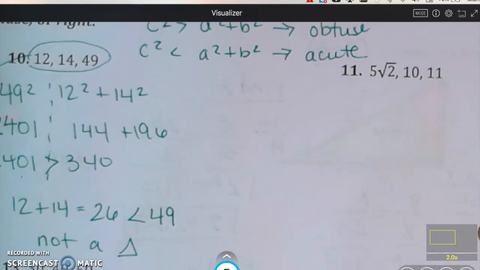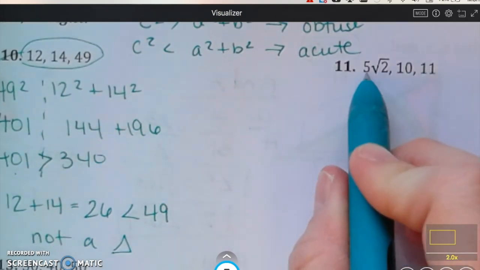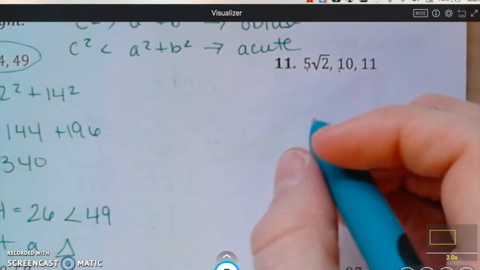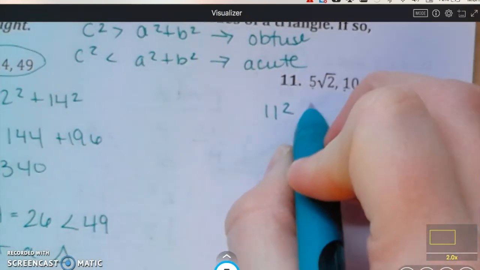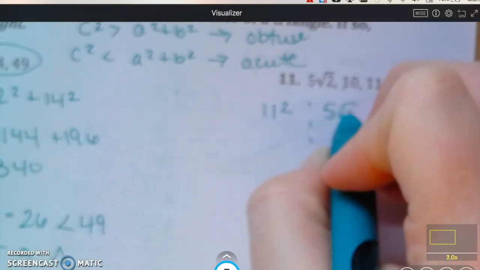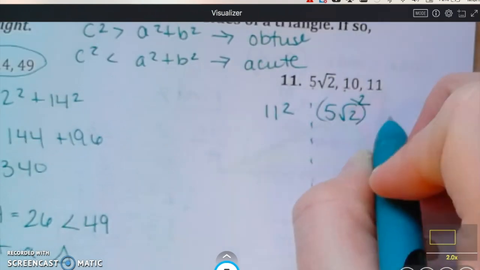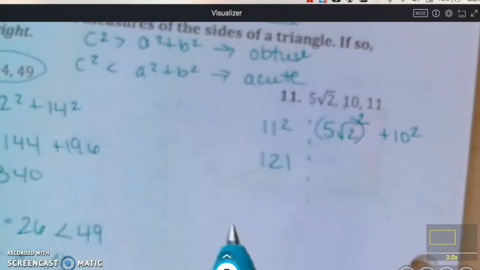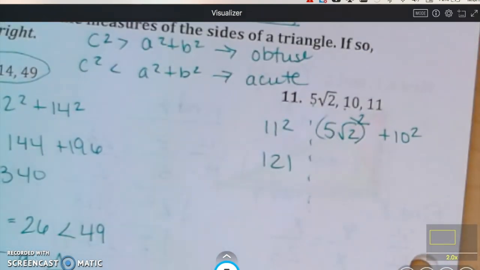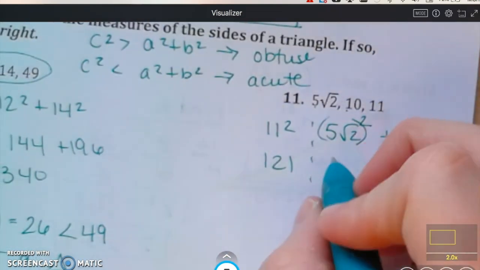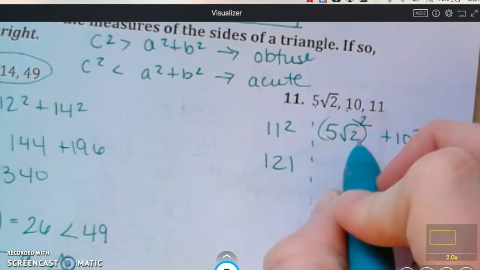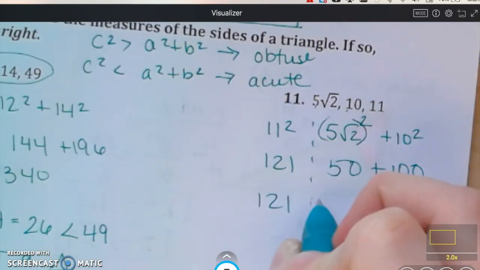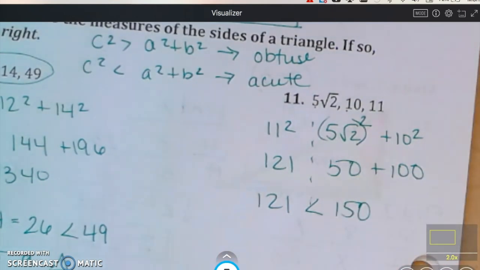If I combine 5 root 2 and 10, that is definitely giving me a sum greater than 11. So I do have a triangle here. Let's check it out. 11 squared, plus 5 root 2 squared, plus 10 squared. 11 squared is 121. 5 root 2 squared: 5 squared is 25, times 2 is 50, plus 100. So that is smaller than 150, so this is acute.